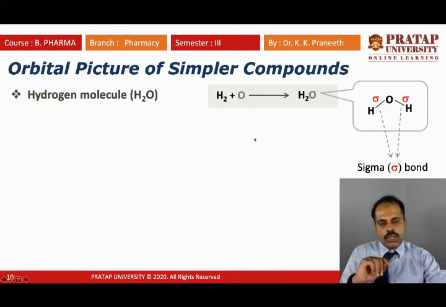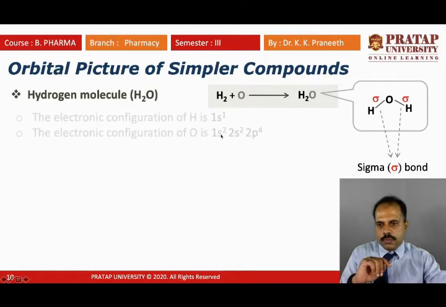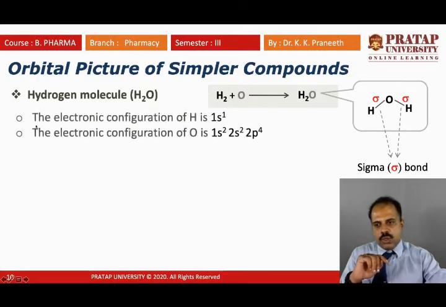Now we can draw the orbital structure of the water molecule. Before that, as usual, we need to check the electronic configuration of hydrogen, because hydrogen is present, and also of oxygen, because oxygen is also present in the water molecule. The electronic configuration of hydrogen is 1s1, and the electronic configuration of oxygen is 1s2, 2s2, 2p4.